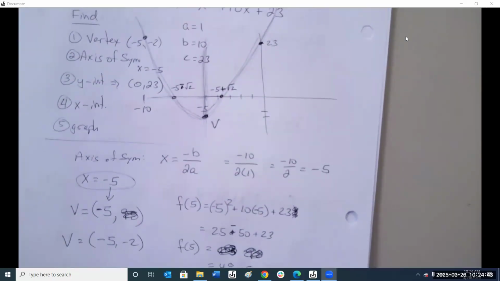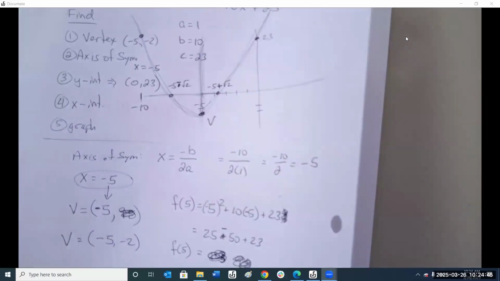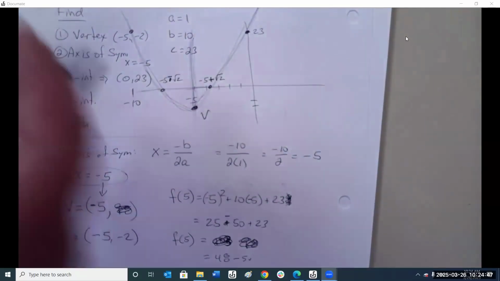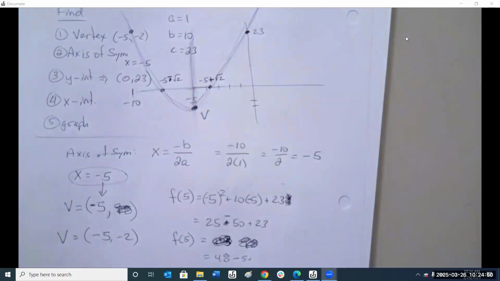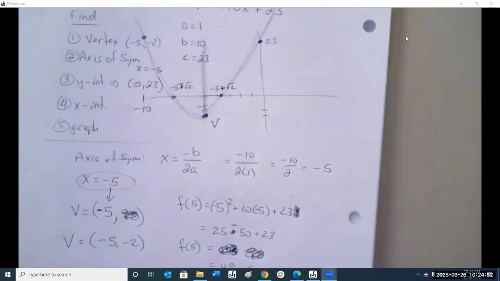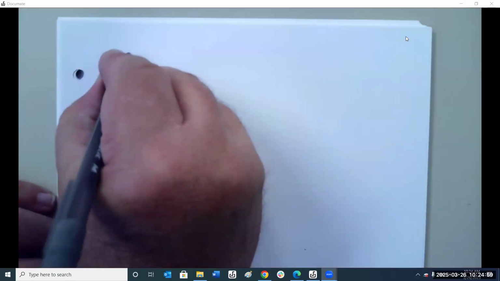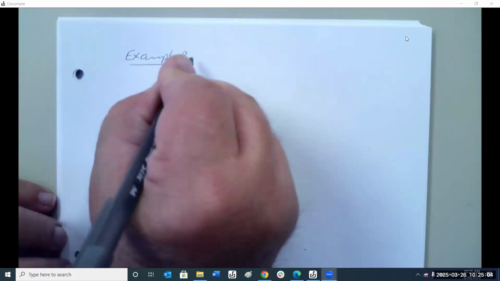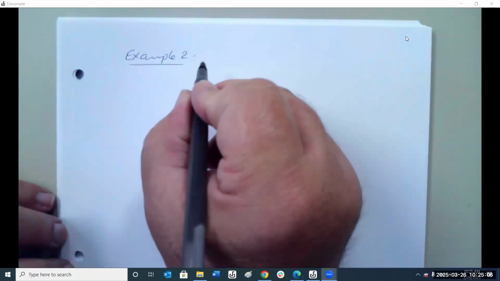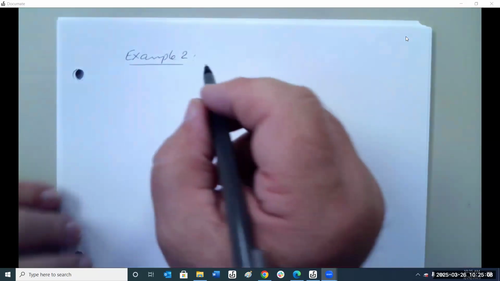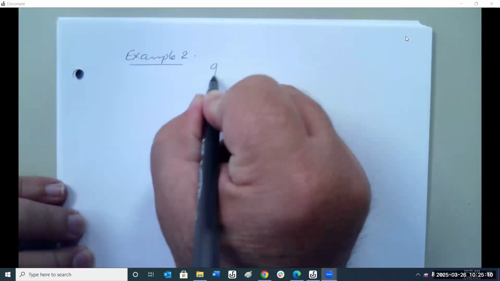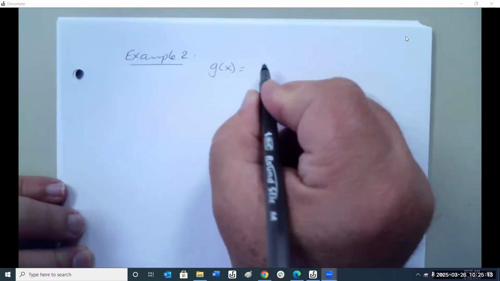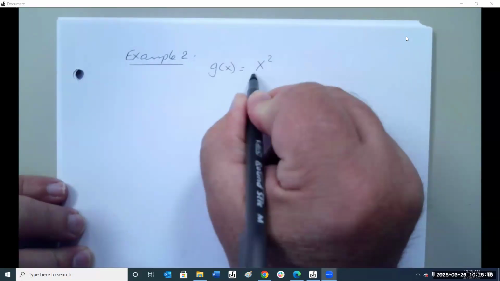I wish it was a nicer equation. Sorry, everybody. It would have been more fun if it was -5 plus or minus 2. Okay, let's look at another example. Okay, actually, let's do this one first, and then we're going to discuss maxima and minima.